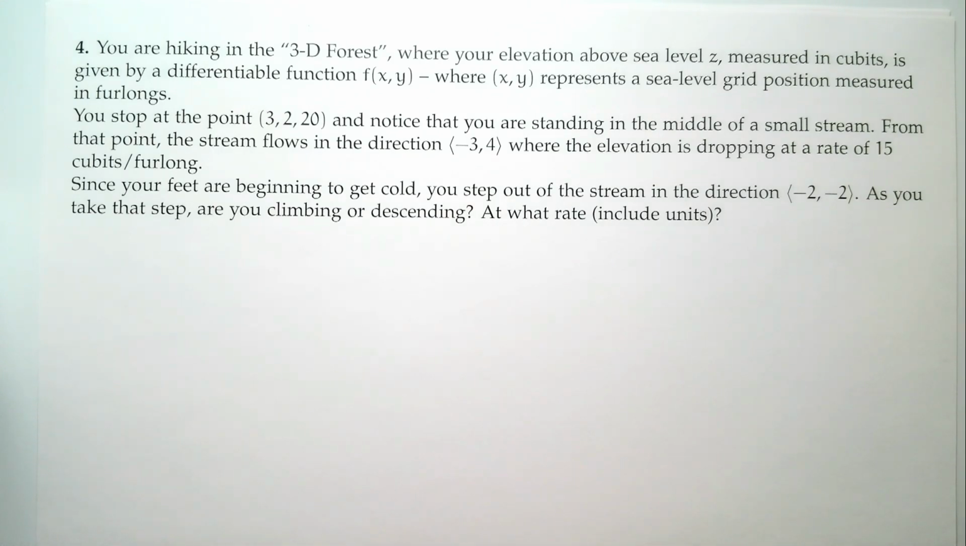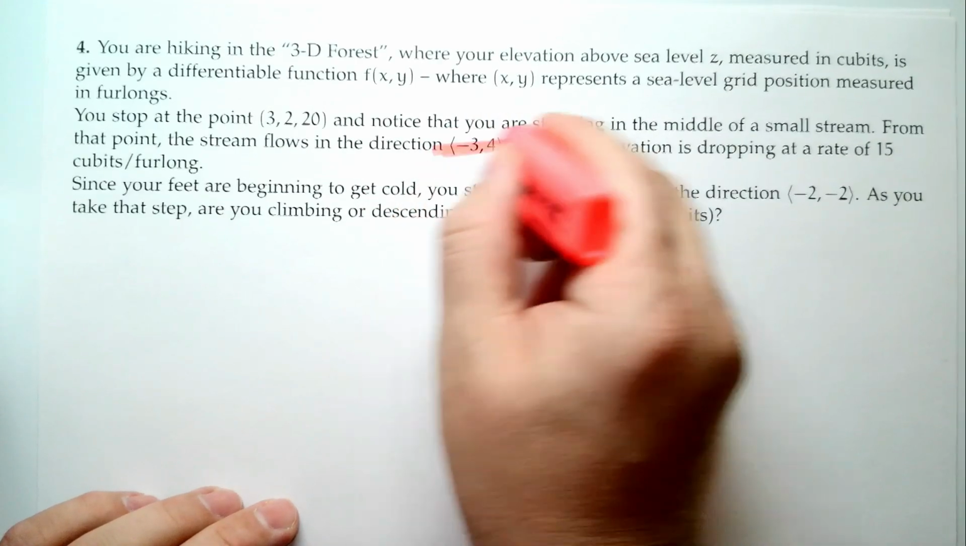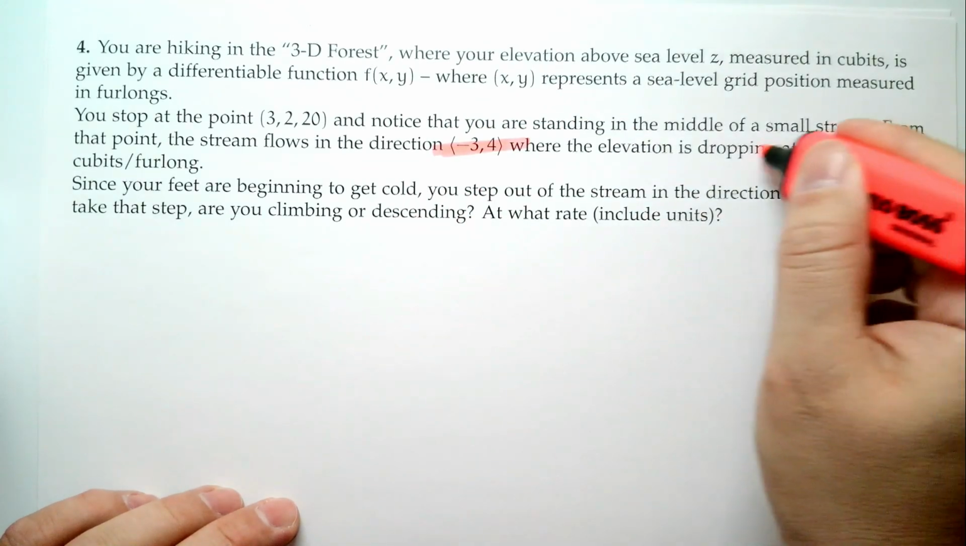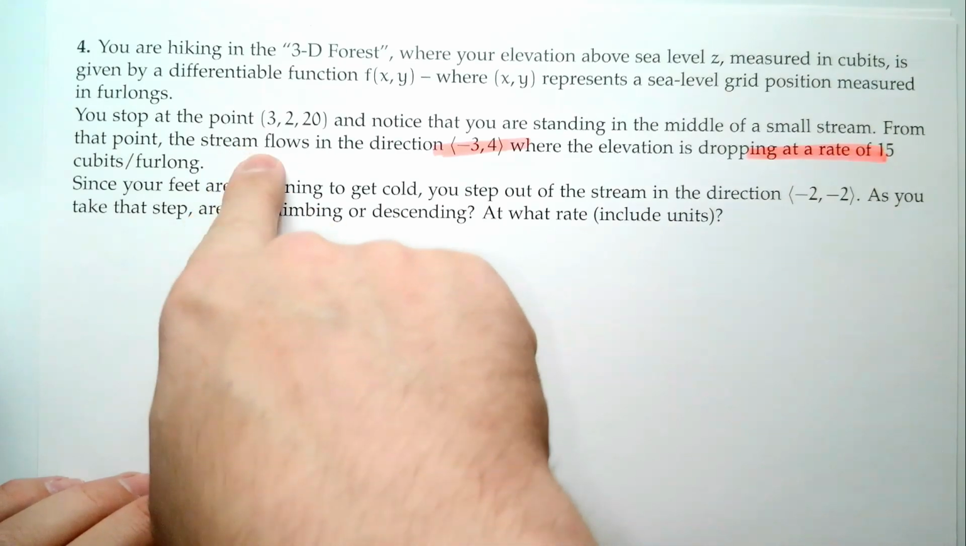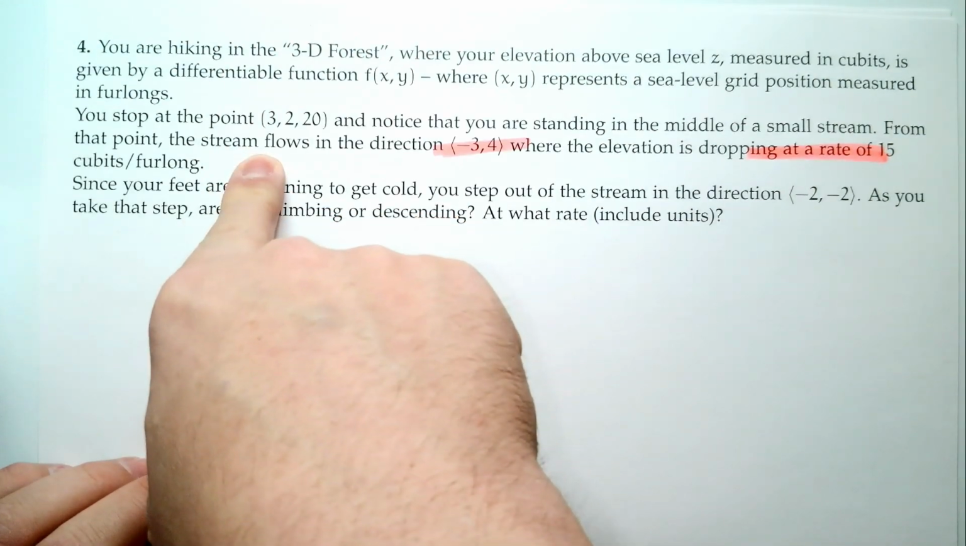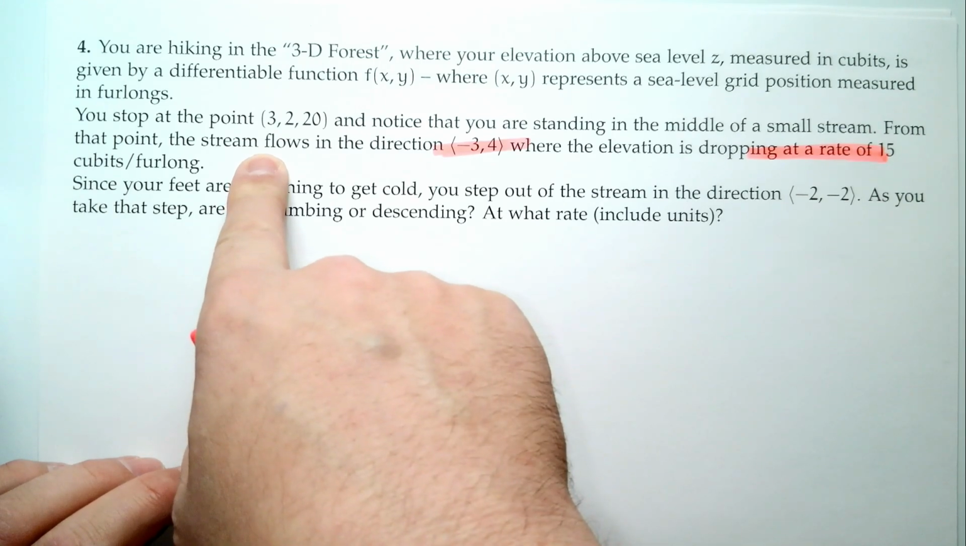So this problem is somewhat infamous because it sounds complicated. You're hiking in the 3D forest, and you've got furlongs and all these other things. But this is what you do: you say, okay, let me try to strip away all the stuff that's confusing to me, and I'll figure it out. This says the stream flows in a particular direction, and it's dropping at a rate of 15 cubits per furlong. So how does water flow? Which way does water go? It goes down. And it goes down as fast as possible.